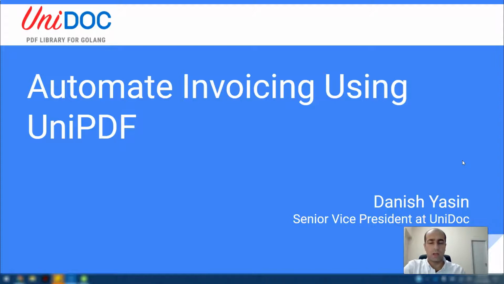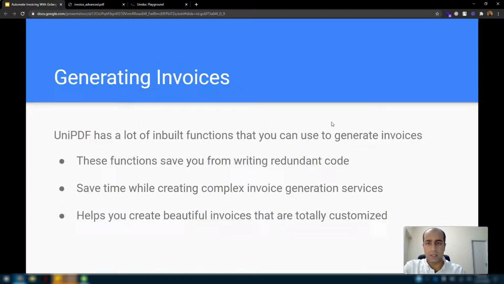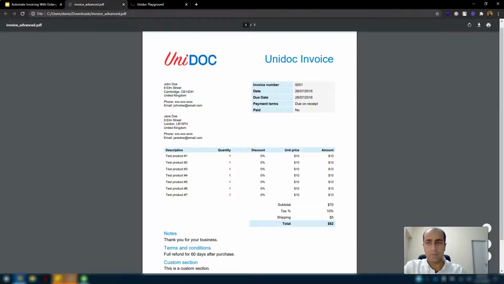Today we're going to talk about how to automate the process of invoicing by using some of the cool inbuilt methods provided by UniPDF. We provide a lot of inbuilt functions that allow you to save time by not writing redundant code, and at the same time create complex invoice generation services that are equally beautiful. So let's take a look at what we will be creating today.